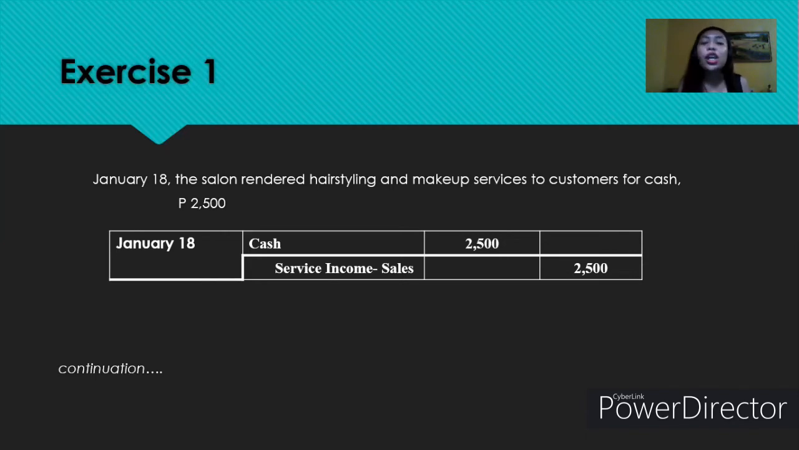So cash, you're going to debit it because it is the additional money which you've earned from rendering what? Hairstyling and makeup services. So you're going to debit cash worth 2,500 and credit service income sales. Remember, guys, when you talk about service income, this is part of the equity, and this is additional for the capital. So you're going to credit it. You're going to increase again your sales. So it's 2,500. So credit it.